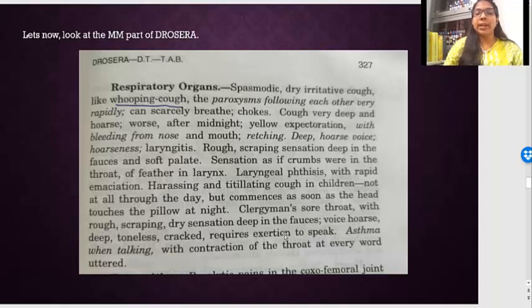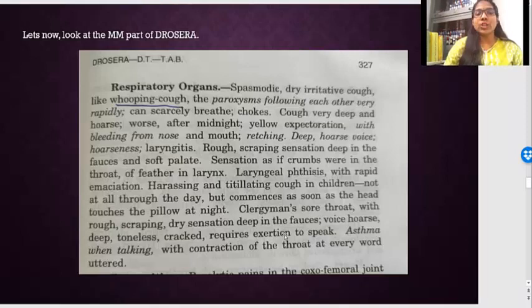Worse after midnight. Yellow expectoration with bleeding from nose and mouth. With retching. Deep hoarse voice, hoarseness, laryngitis. So these are all the complaints which the patient has said to us. So here we understand that Drosera is exactly matching to what the patient's complaints are.